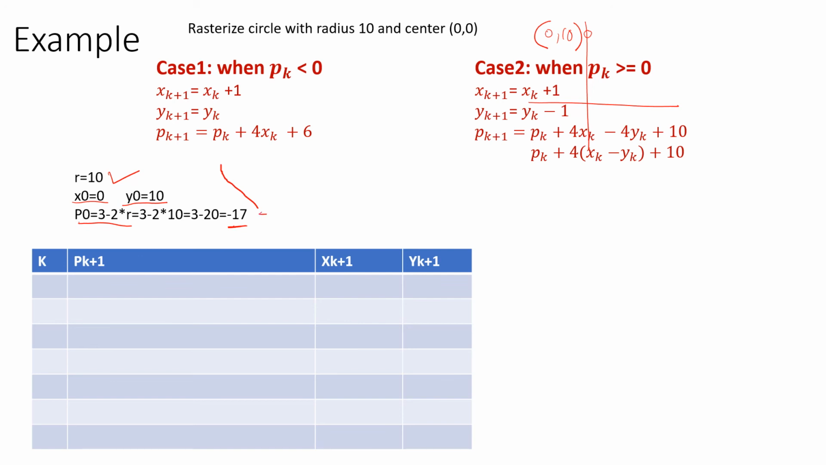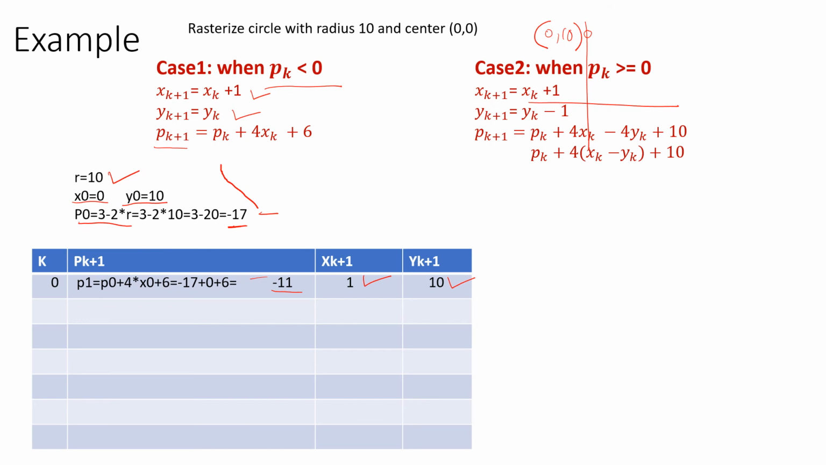Because the first decision parameter is minus 17, we know that it is less than 0. The current value of the decision parameter is less than 0, so we increment the value of x by 1 and y remains the same. So we get the next value as 1, and y remains 10. The next decision parameter p1 will be calculated using this formula: p0 plus 4x0 plus 6, and this turns out to be minus 11.